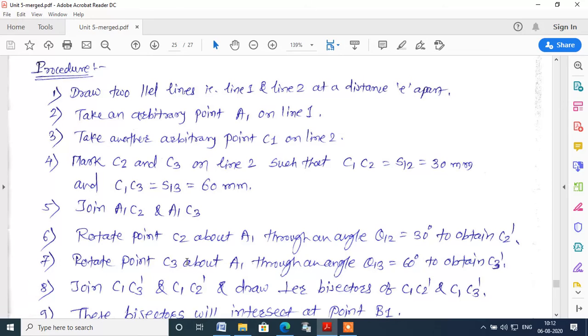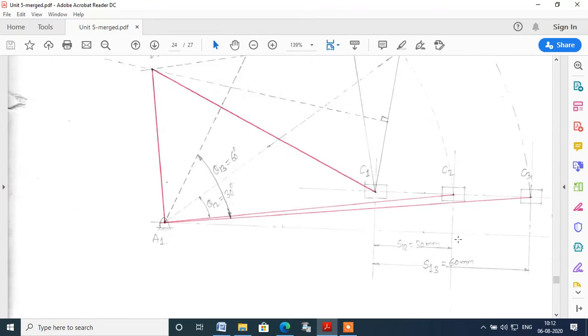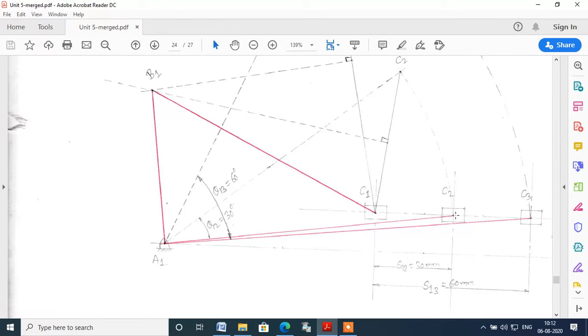Then next is rotate point C2 about A1 through an angle theta 12, that in our problem is given as 30 degree, to obtain C2 dash. So what you have to do? Now rotate this C2. Take distance A1 C2 in the compass with A1 as a center. Draw an arc from point C2 like this dotted arc.